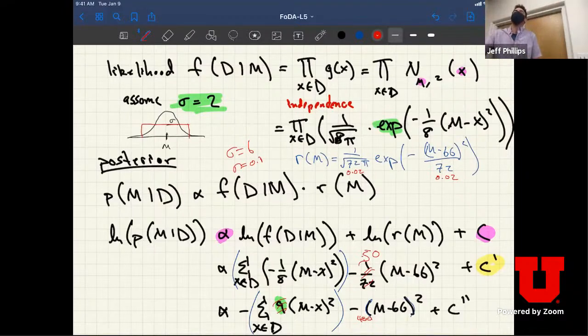And what percent of the data would be within one sigma? For a normal distribution, it's about 66%. 2 sigmas, 95%, 3 sigmas, about 99%. Yeah, so great. Okay.